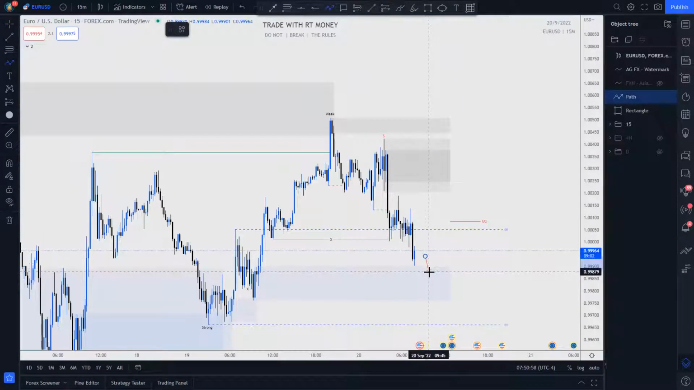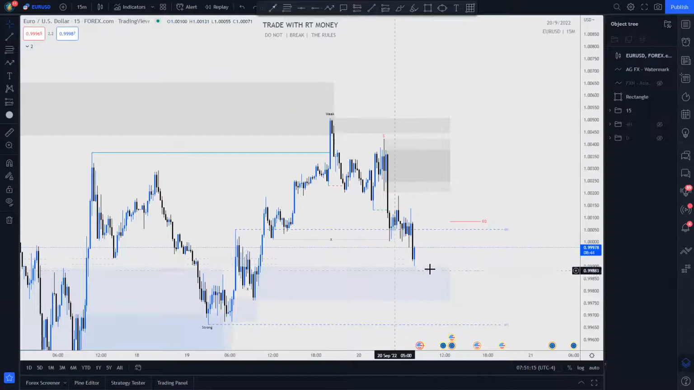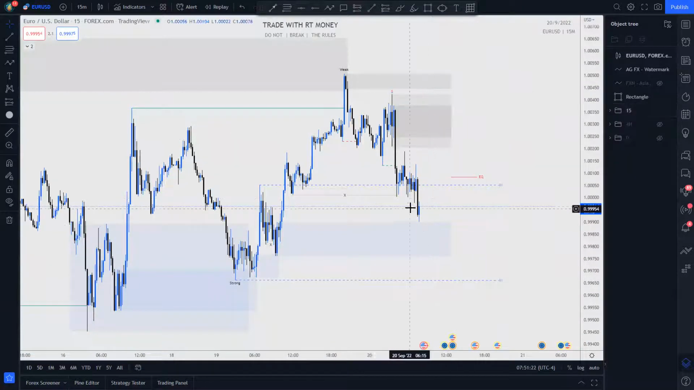I'm looking for our entry model down here. And I'm looking for this longer climb up. I'm looking for that high to be swept, and this high to be swept. You see a dollar sign over there, dollar sign over there. I'm looking for this to hold, and I'm looking to target this high. A 15 minute target from a 15-minute zone. I'm hoping that's pretty easy to understand.